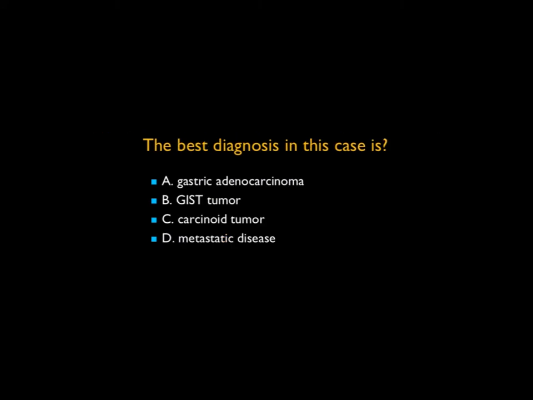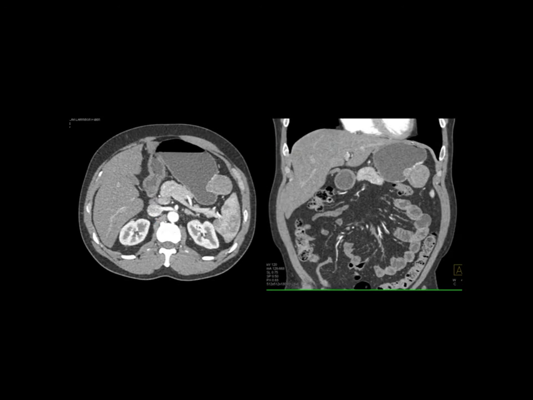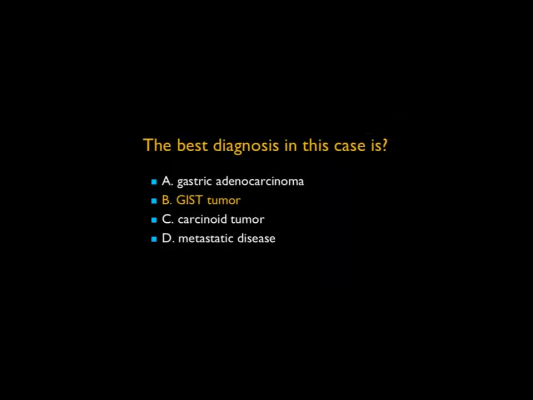The best diagnosis in this case, when you look at the axial and coronals, you see a mass coming off the greater curvature of the stomach. It's mainly exophytic. If it was an adenocarcinoma, it wouldn't be so smooth and it would be intraluminal or growing through the wall. Carcinoid tumors would be vascular and submucosal. And metastatic disease can be almost anything, but most classically linitis plastica. This is a classic example of a GIST tumor.